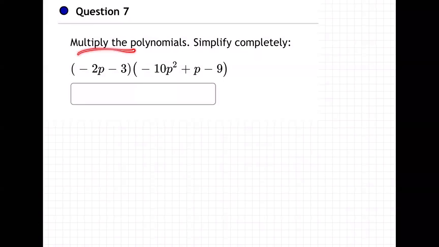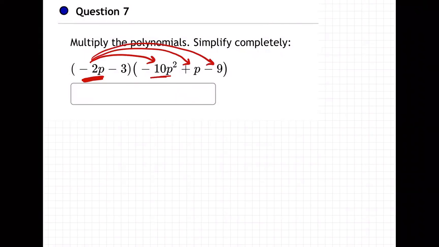All right, we're supposed to multiply these polynomials and then simplify completely. So here we go. We'll grab the minus 2p. He's going to go first. He's going to go to all three in the other parenthesis. They just take turns, right?